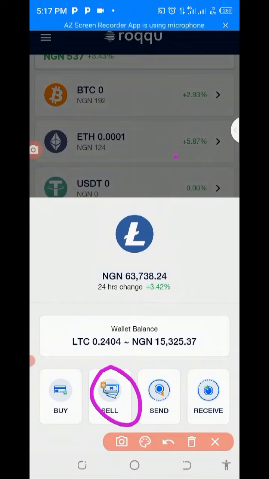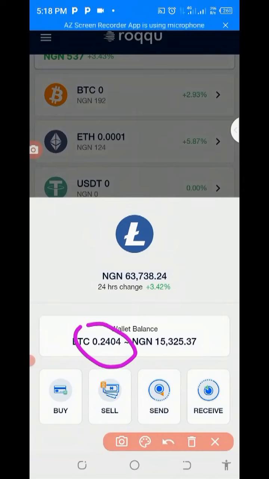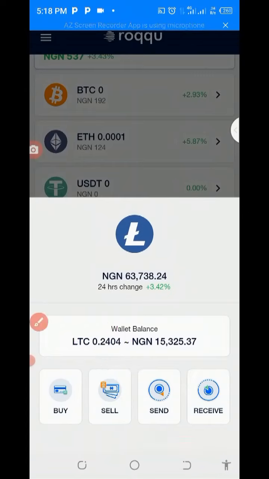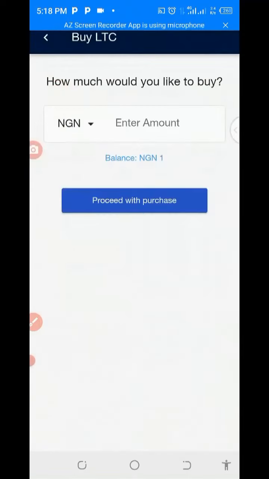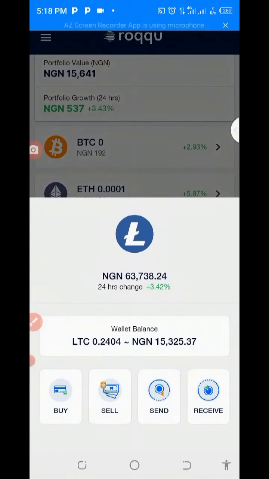Now, I want to sell part of this. As you can see here, I have Litecoin 0.2404. So that is the Litecoin I have. In summary, 0.2404 is equivalent to 15,325. And don't forget that the money I used to buy this Litecoin is 8,000 naira, and you can see how it grew.